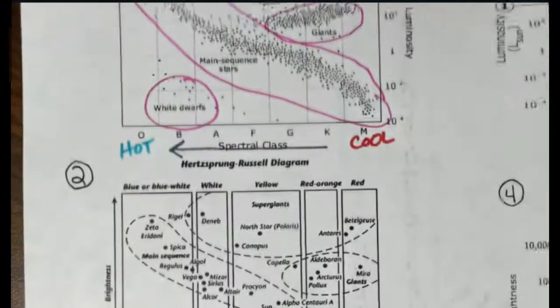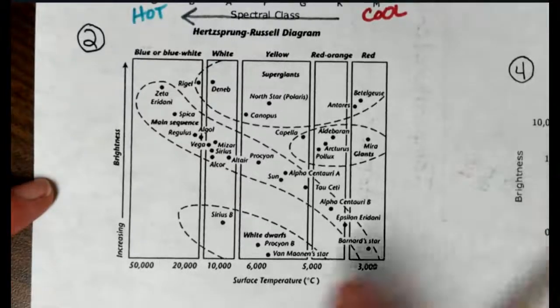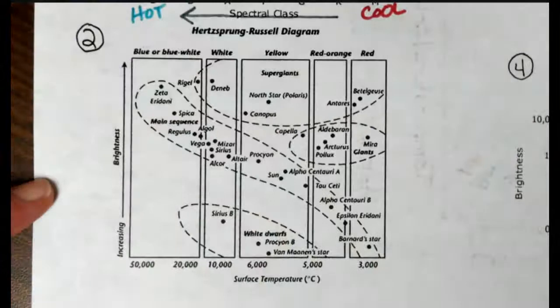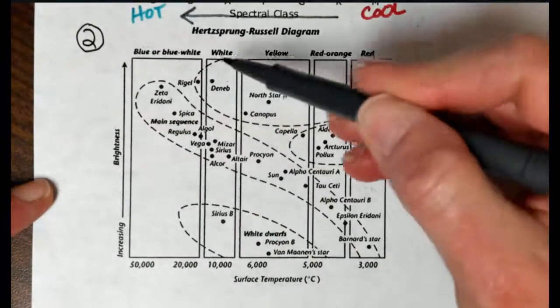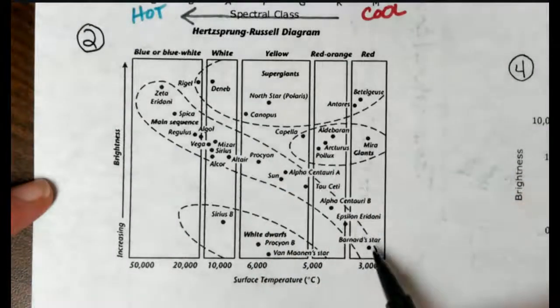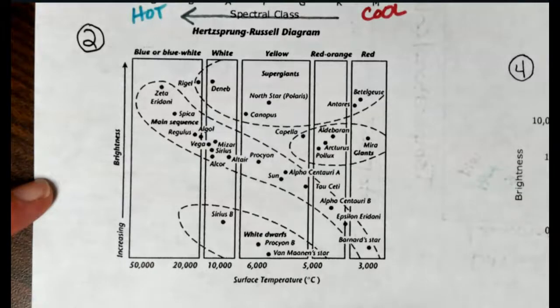Now another version of the HR diagram. This one actually has surface temperatures, and still has brightness, and it even gives me the colors. Stars are still grouped. They're still my main sequence. You notice the groupings stay in about the same position. Let's take a look at another one.